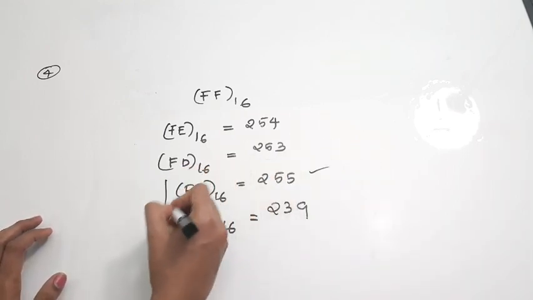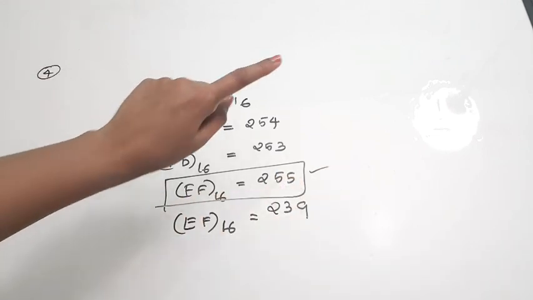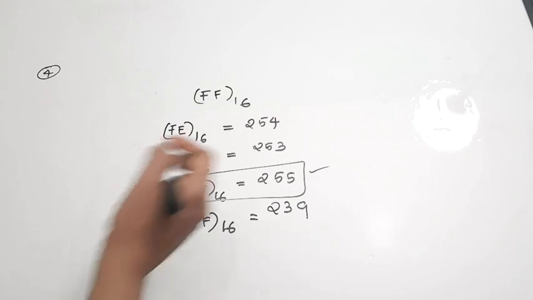It is 255 only, right? So the correct answer is, anyway, if you blindly guess also, you'll get it as FF to the base 16. Okay. Correct answer is option C.